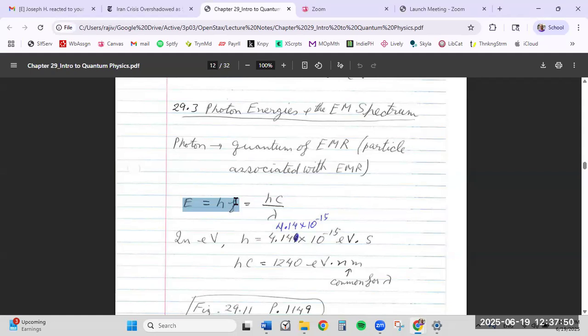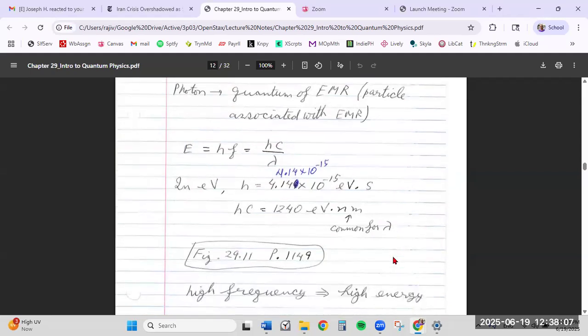You can write this energy in terms of frequency like this, or in terms of wavelength, using the relationship that frequency is speed divided by wavelength. Here, c is the speed of light, because that's what we are talking about. The value of Planck's constant can be expressed in joule seconds or electron volt seconds. In electron volt seconds, the value of Planck's constant is 4.14 times 10 to the negative 15.